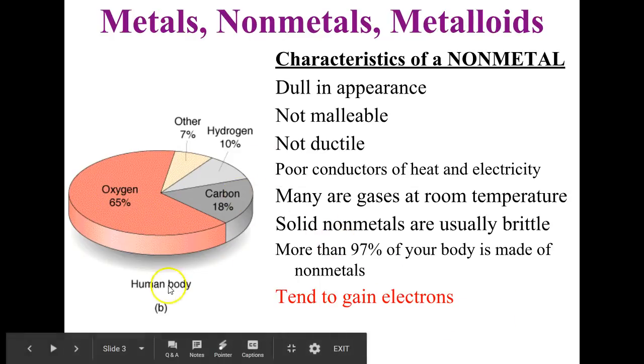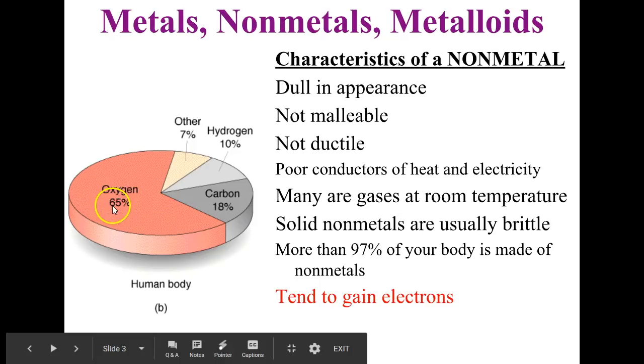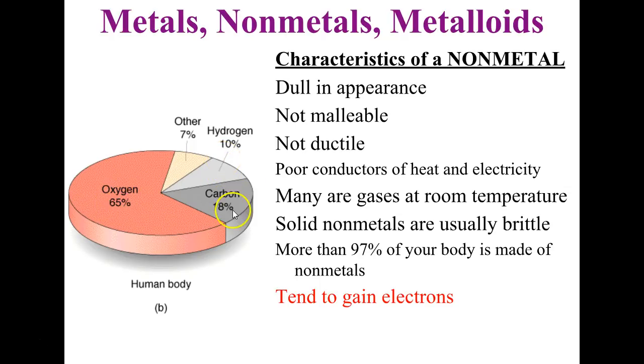And here's a diagram that represents most of the elements in the human body. Most of your body is made of oxygen. A lot of it is made of carbon. About 10% of your body is hydrogen, and the other 7% are rare elements, trace elements that exist in very small amounts.